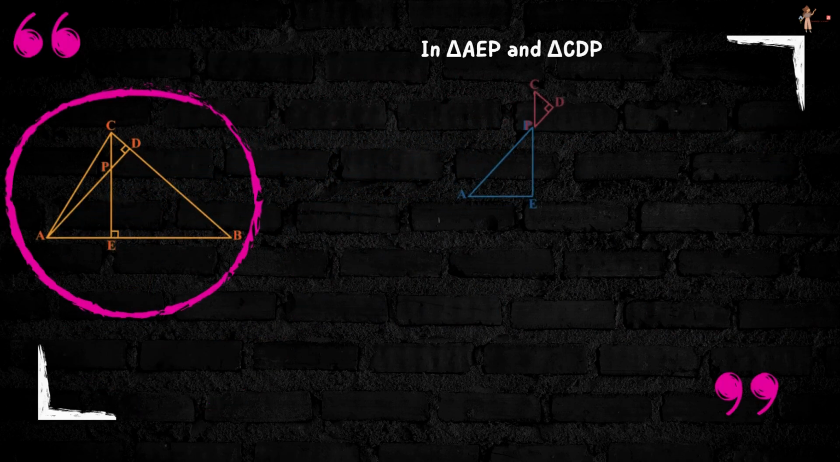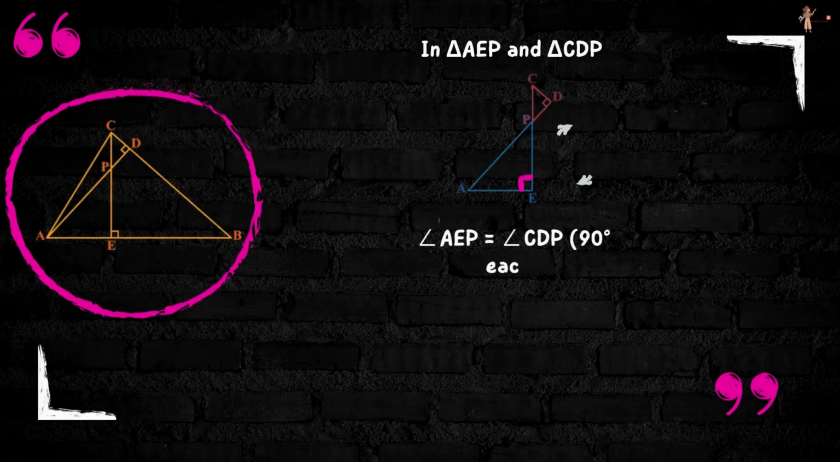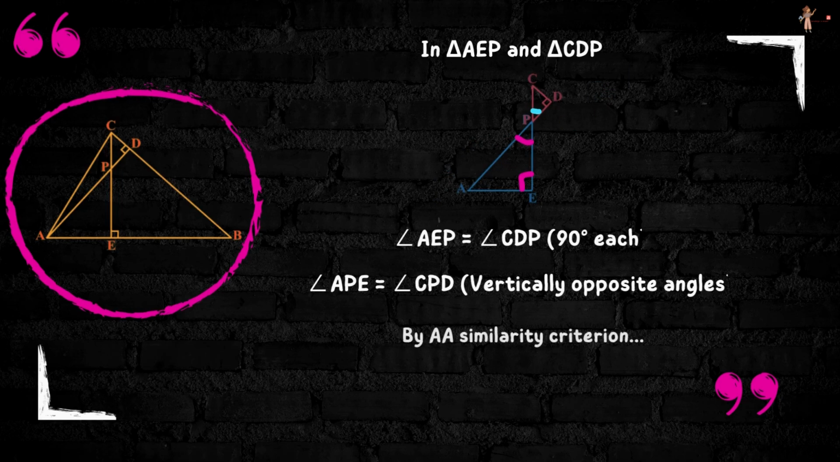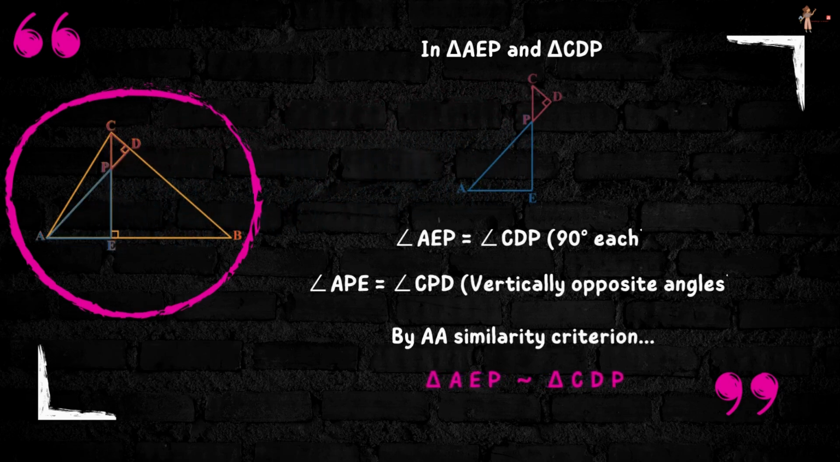In triangle AEP and triangle CDP, angle AEP is equal to angle CDP. Both are 90 degrees. Angle APE is equal to angle CPD because they are vertically opposite angles. Hence, by AA similarity criteria, triangle AEP is similar to triangle CDP. Easy, right? Let's see part 2 now.